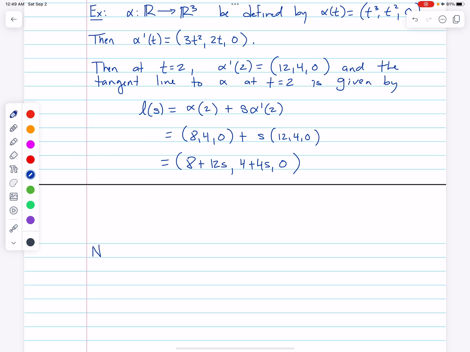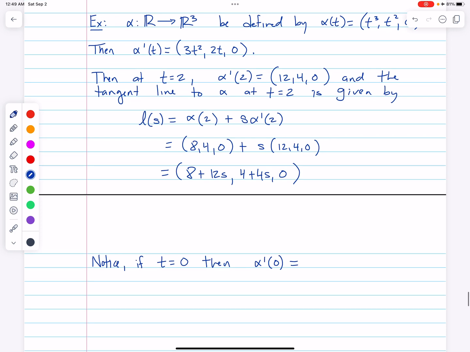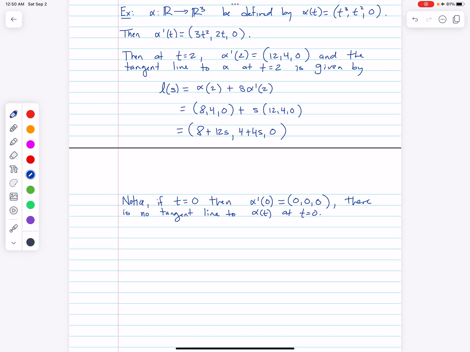Notice though, if t is equal to 0, then when we plug that into alpha prime, remember alpha prime of t is just this, we're going to plug 0 in everywhere, and we get (0, 0, 0). And because of this, there is no tangent line to the curve alpha at the point t equals 0. So if we draw this, what does this look like?